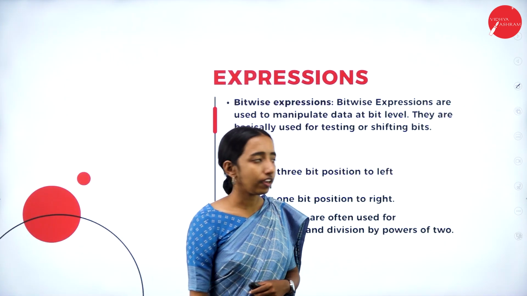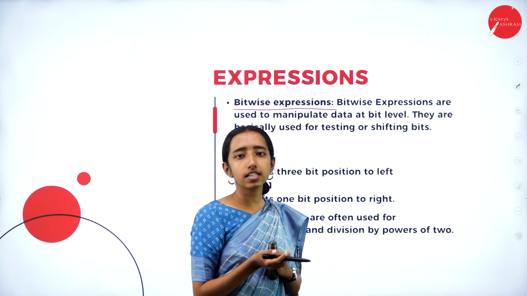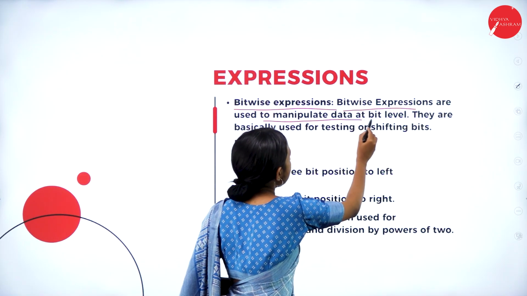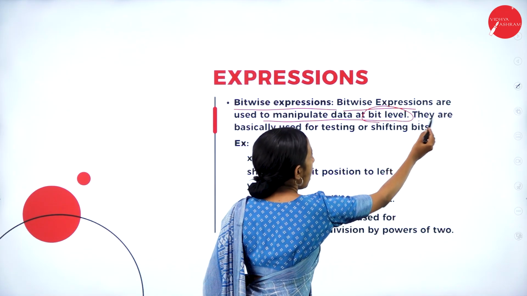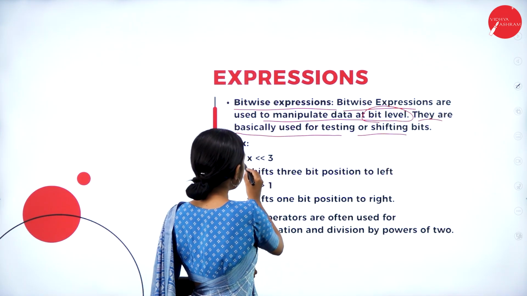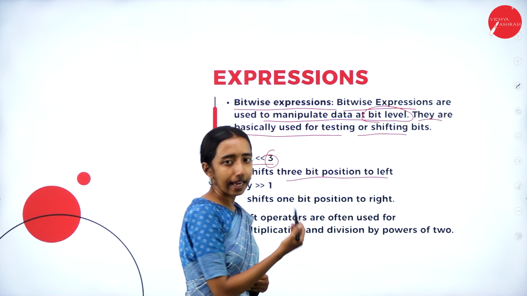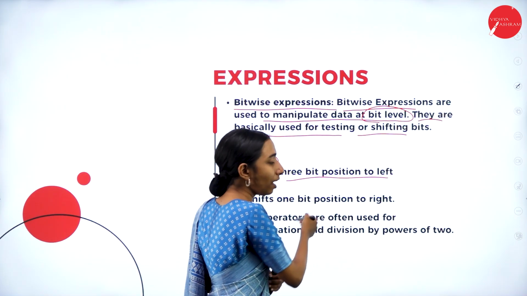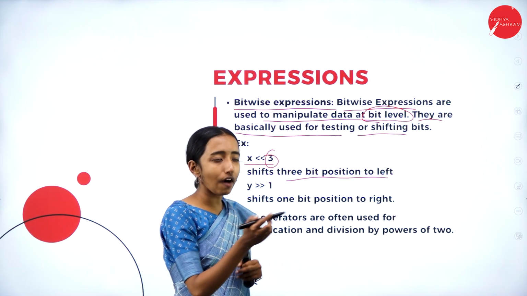Next we are having the bitwise expression. As I said earlier, bitwise means it is working with zeros and ones. Bitwise expressions are used to manipulate data at the bit level. They are basically used for testing and shifting the bits. Here we are having x << 3, so it shifts 3 bit positions to the left side, and y >> 1, so it will shift the y bits by 1 position to the right side. It is like shifting the bits with the value we have given.